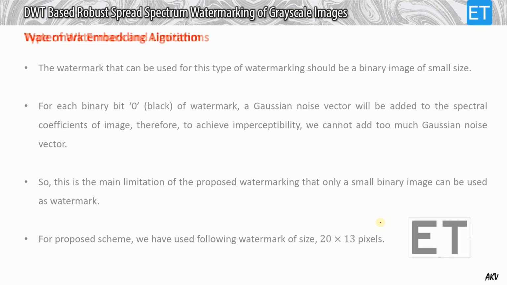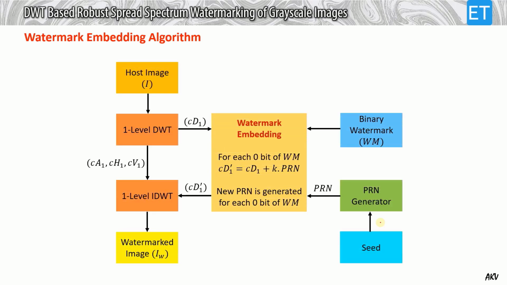Now let's see the watermark embedding algorithm, that is, how we can add the watermark. It's quite simple. First you have your host image, which is an unsigned integer 8 grayscale image. It is first converted into double format, and then we decompose this image using a single level DWT, discrete wavelet transform.